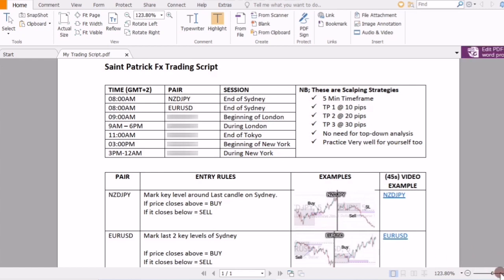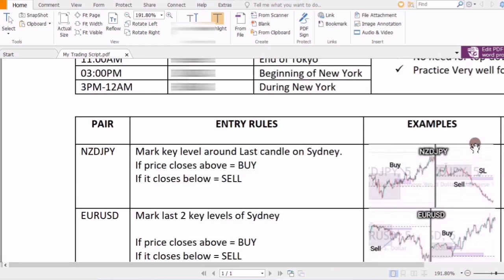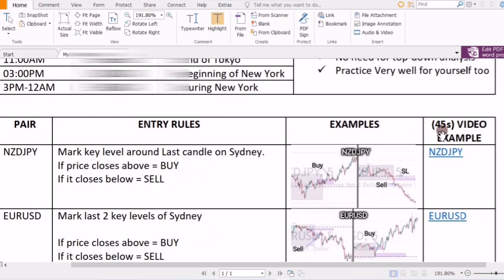Let me try to zoom in on this. So right here you have this small picture example to remind you of the entry rule, but then you also have right here this 45 seconds video. If you can't read these entry rules, you can't make sense of them, and if you can't see what is happening on this small picture, you can watch this short video. It will remind you of the entry rule. Let me just press so that we see.